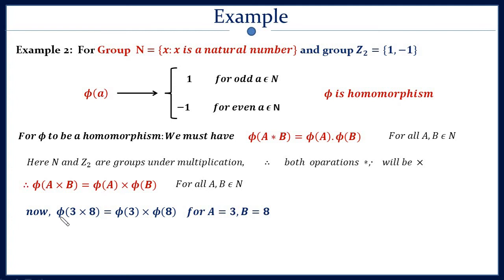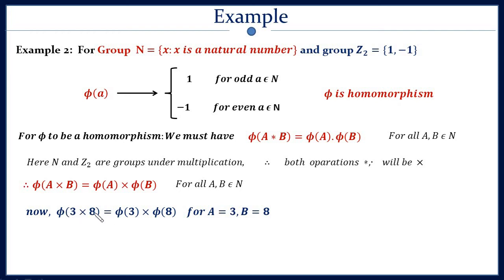Substitute it. What we will have? Phi 3 cross 8 is equal to phi 3 cross phi 8. What is phi 3? Phi 3 is 1 because an odd element is mapped to 1. Therefore phi 3 is 1. What is phi 8? Phi 8 is minus 1 because all the even elements of group N are mapped to minus 1 element of the Z2.